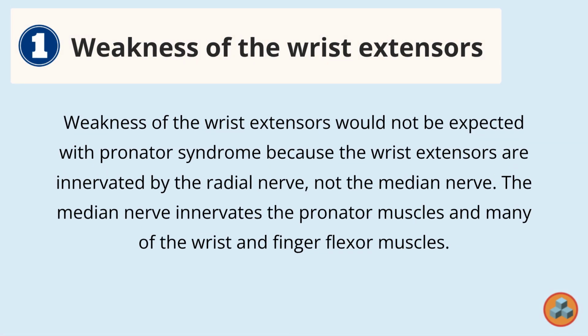Option 1, weakness of the wrist extensors. Weakness of the wrist extensors would not be expected with pronator syndrome because the wrist extensors are innervated by the radial nerve, not the median nerve. The median nerve innervates the pronator muscles and many of the wrist and finger flexor muscles. We can eliminate this option.